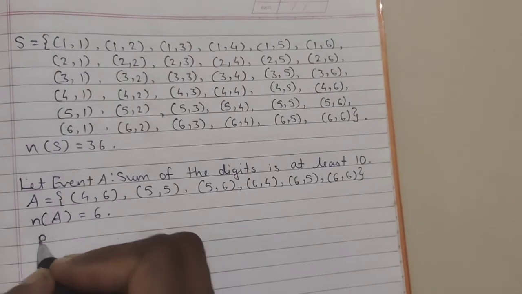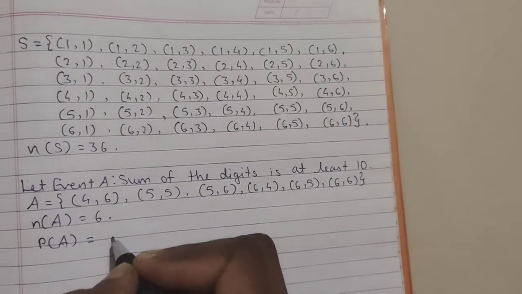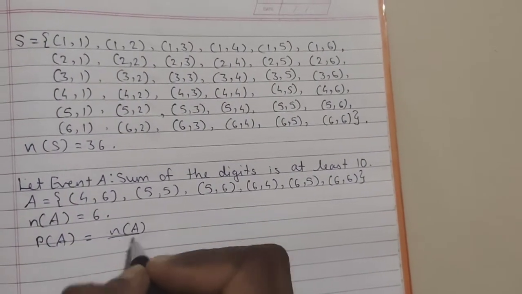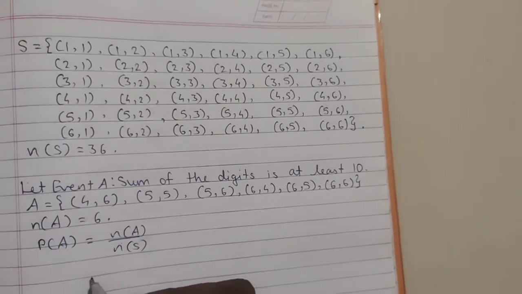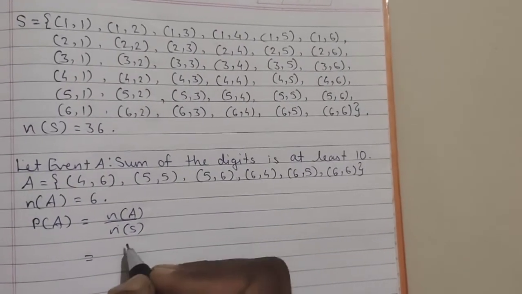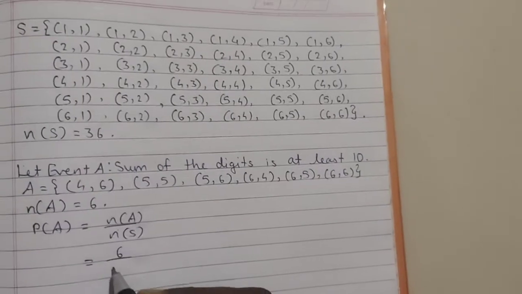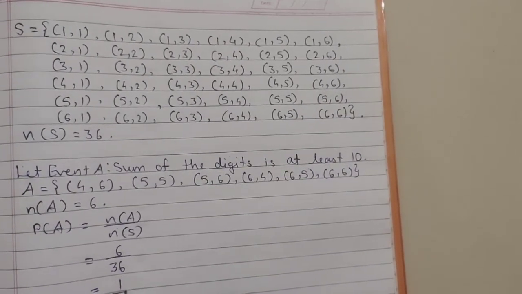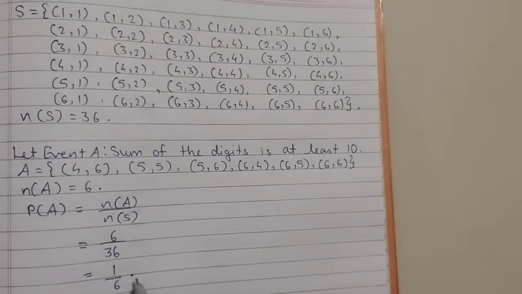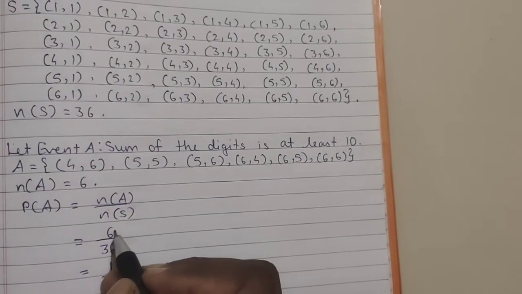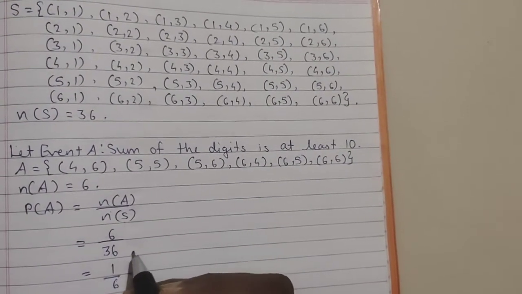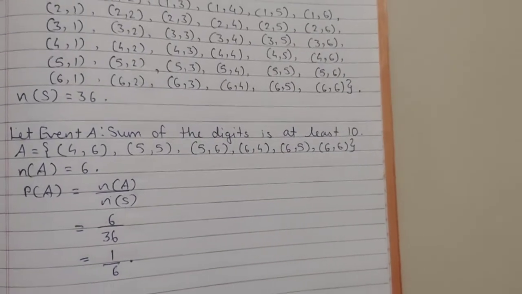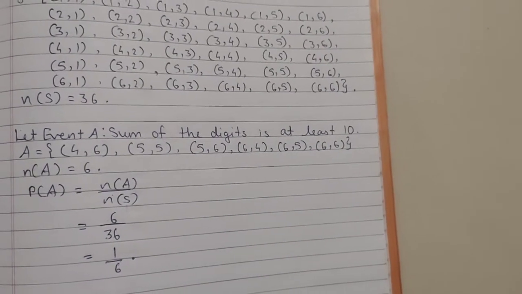Now we will write probability of A. What is the formula? Number of A upon number of S. Now put the values. What is NA? 6. What is NS? 36. Now students, you can do cancellation. 6 ones are 6 and 6 sixes are 36. So if you cancel by 6, here you will get 1 and here you will get 6. So finally you will get 1 upon 6 in this case.